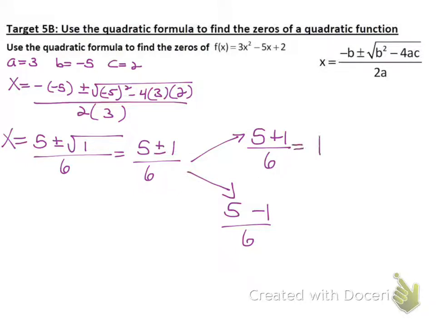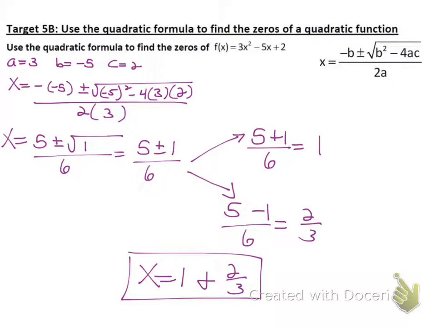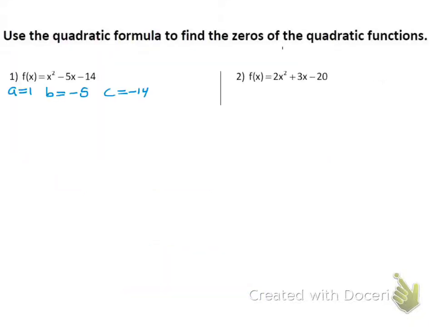5 plus 1 all over 6 gives us 1. 5 minus 1 all over 6 gives us 2/3. So our solutions, or our zeros, to this quadratic equation are x equals 1 and 2/3. Okay, on to the next problem here.